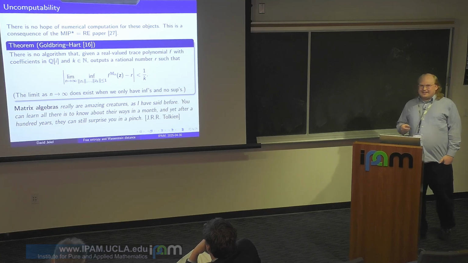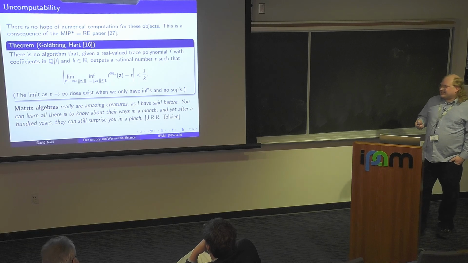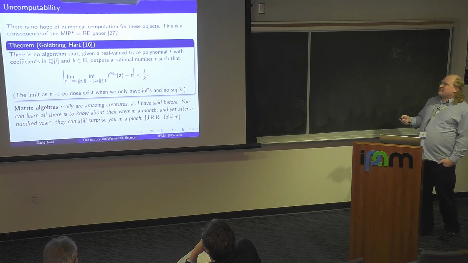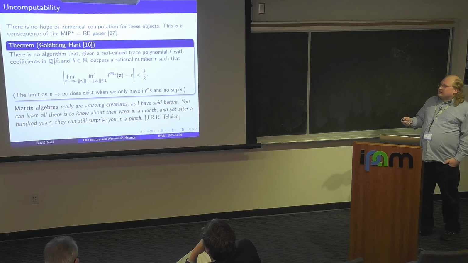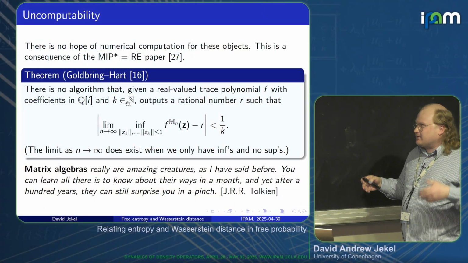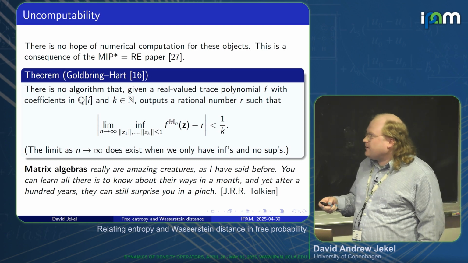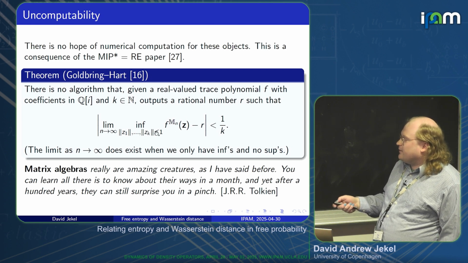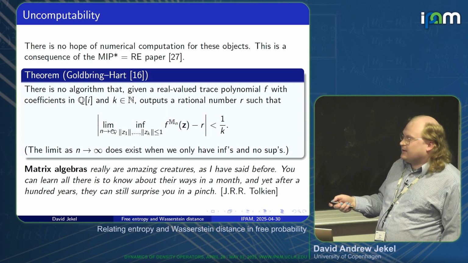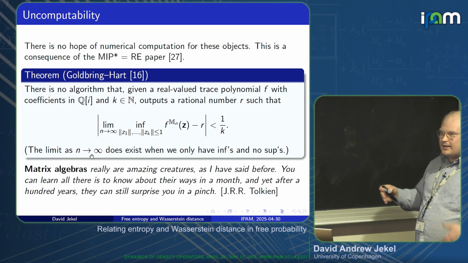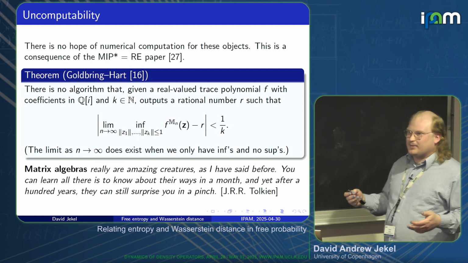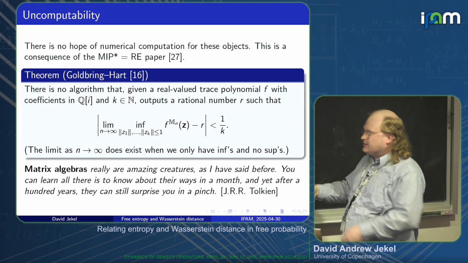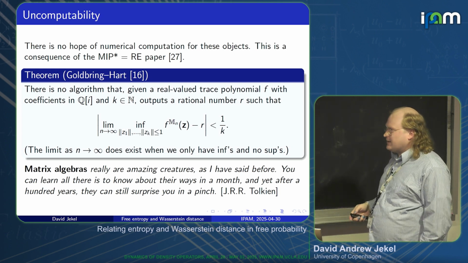Another thing that's kind of bad is that you cannot compute things. And this is a consequence of MIP* = RE. This was written by Goldbring and Hart: there's no algorithm that, given a real-valued trace polynomial with just rational coefficients, because you want to make this a discrete thing to talk about computability, will output a rational number that describes the infimum of this thing over the operator norm ball of matrices in the large n limit. There are algorithms that would give you some lower bounds, or at least one direction, but you cannot have an algorithm that reliably tells you you're within a specified distance of this limit.